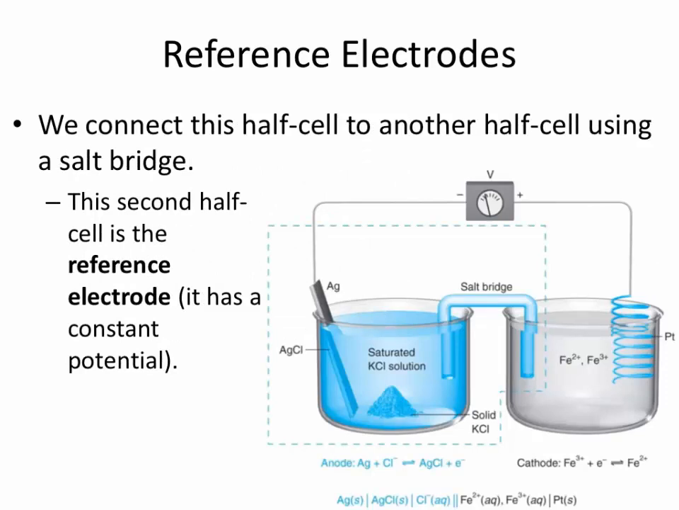Now we can connect this half cell to another half cell using a salt bridge. And this second half cell is then the reference electrode. That is, it has a constant potential. And so the reference electrode is then everything you see here in this dashed box. It contains the silver electrode, it contains the silver chloride there, and it contains a saturated potassium chloride solution. Then it contains a salt bridge that will allow ions to flow to connect with our other solution, our analyte solution.